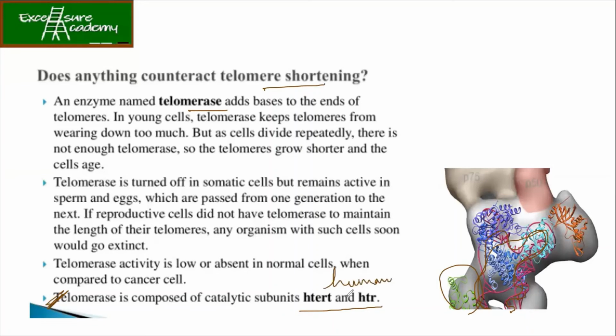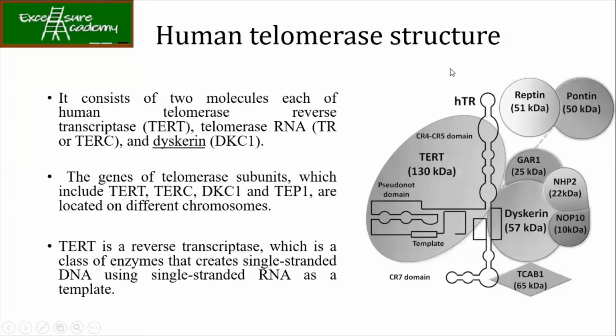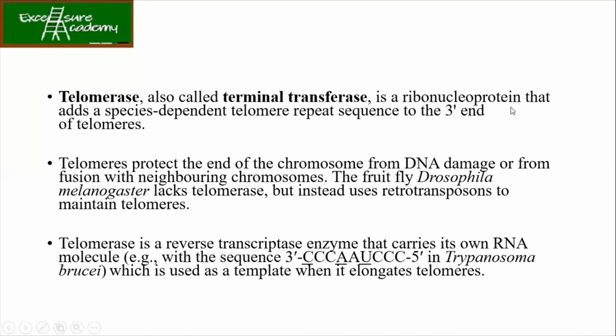Okay, H stands for human. Now let's see the structure. Okay, this is the structure. This is nothing, guys. You can just read also later. So we know that it's a ribonucleoprotein. So why is it a ribonucleoprotein? Because it has got the RNA as well as the protein. It has got the 3' overhang. Okay. Now, telomeres protect the end of the chromosome from the DNA damage, etc., etc.